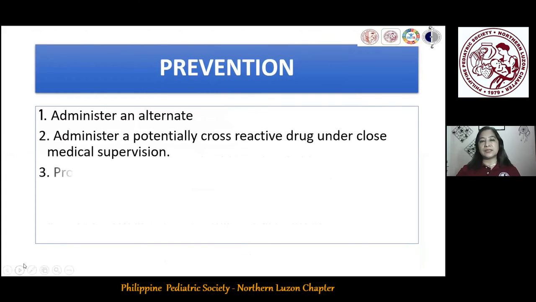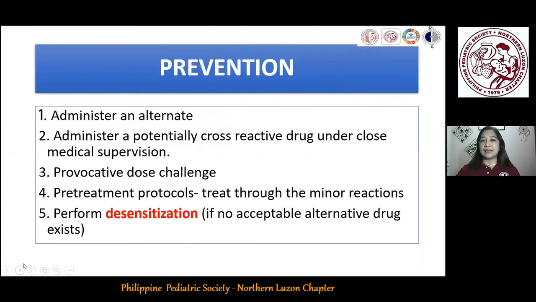So prevention is easier said than done in these TB patients because we do not always give the alternate, knowing that your first-line drugs are still the more effective drugs. Administer a potentially cross-reactive drug under medical supervision. Again, we can do provocative dose challenge. We can do pretreatment protocols. So this is when patients have minor manifestations, then we treat through with antihistamines, for instance, if they just manifest with rashes, so that they will be able to tolerate their medication, and then perform desensitization only if there is no acceptable alternate drug.